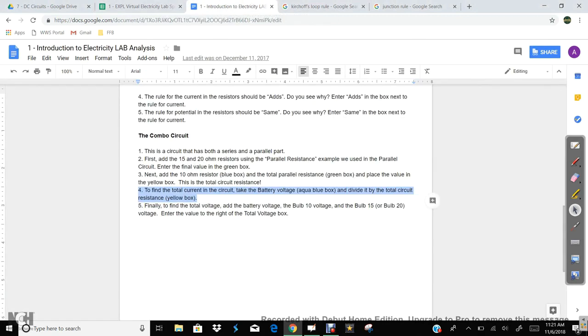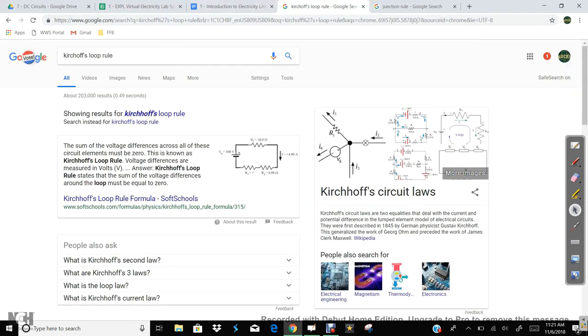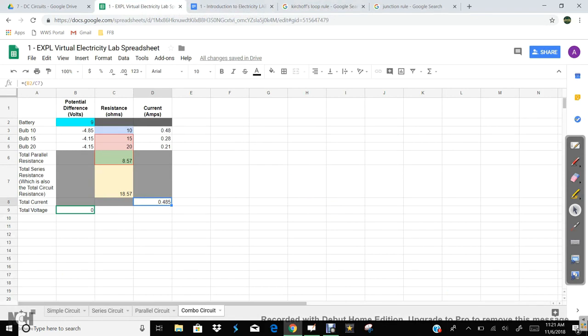The last thing, finally, to find the total voltage, add the battery voltage, the voltage of the 10 ohm bulb, and either the 15 or 20 ohm bulb voltage. Now the reason that we do that is because you can see right here that the voltage drop in the 10 ohm bulb was negative 4.85. Well, we know that the voltage drop has to add up to be negative 9 to balance out the battery. So that means that the voltage within the parallel circuit must be negative 4.15, right? Because that's what it would take to get all the way up to 9.